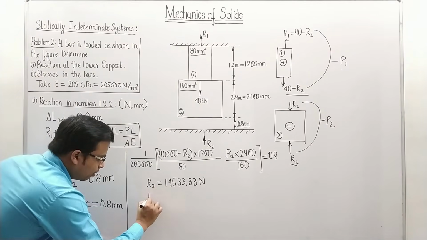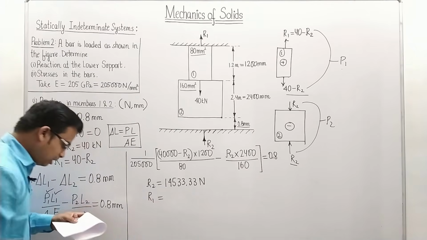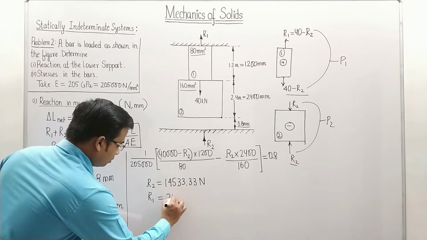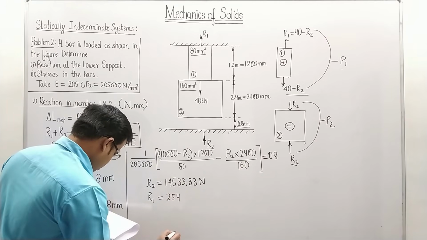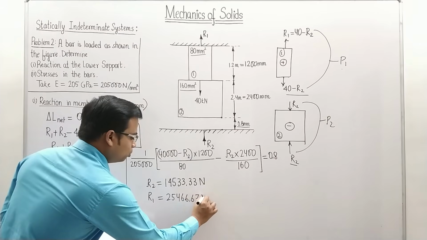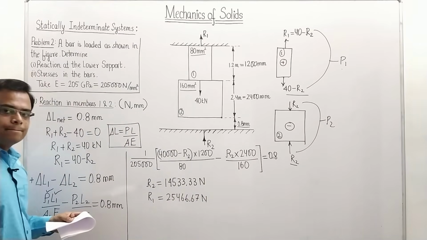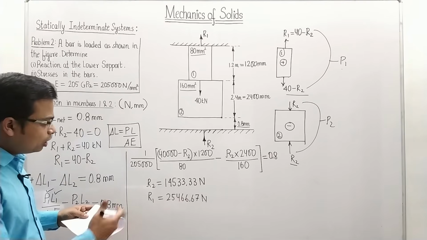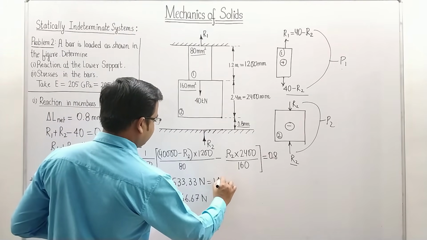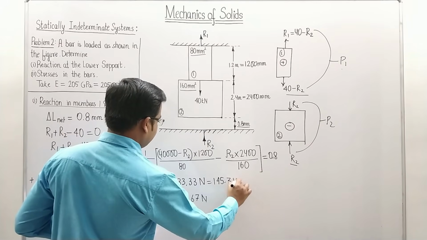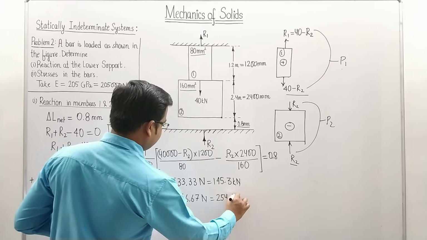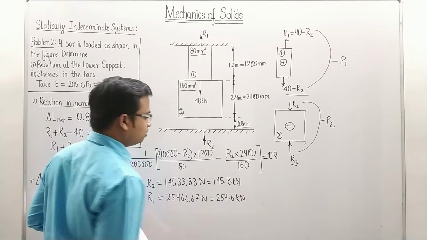When you put this value over here, you get the corresponding value of R1. R1 works out as 254.66.67 newtons. These can also be converted into kilonewtons. So you can write this as 145.3 kilonewtons, and this as 254.6 kilonewtons. That can be done very easily.